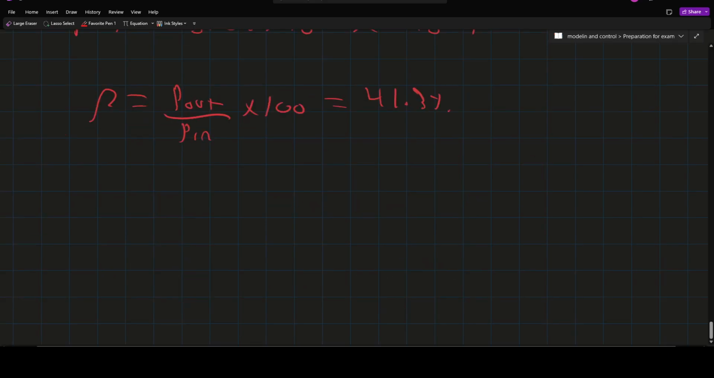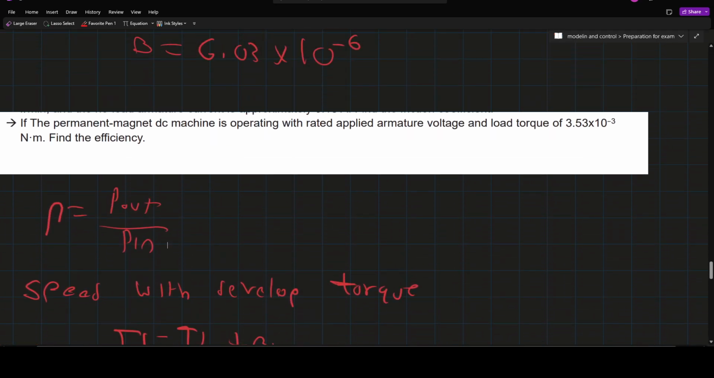Oh, I just noticed that I had made one mistake before in this formula. It is power out over power in. Before, I had written it the other way around. So I'm sorry about that.